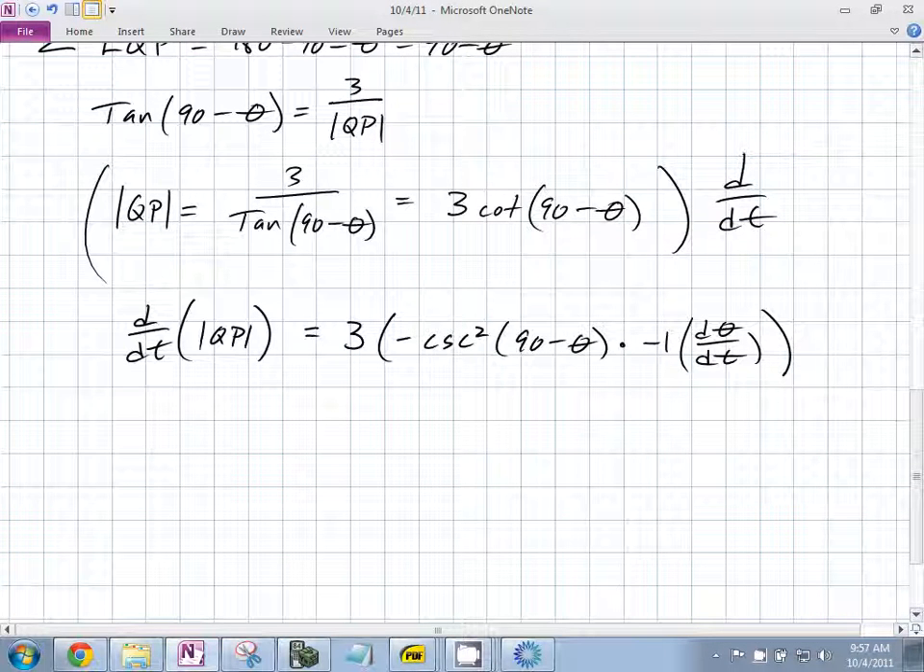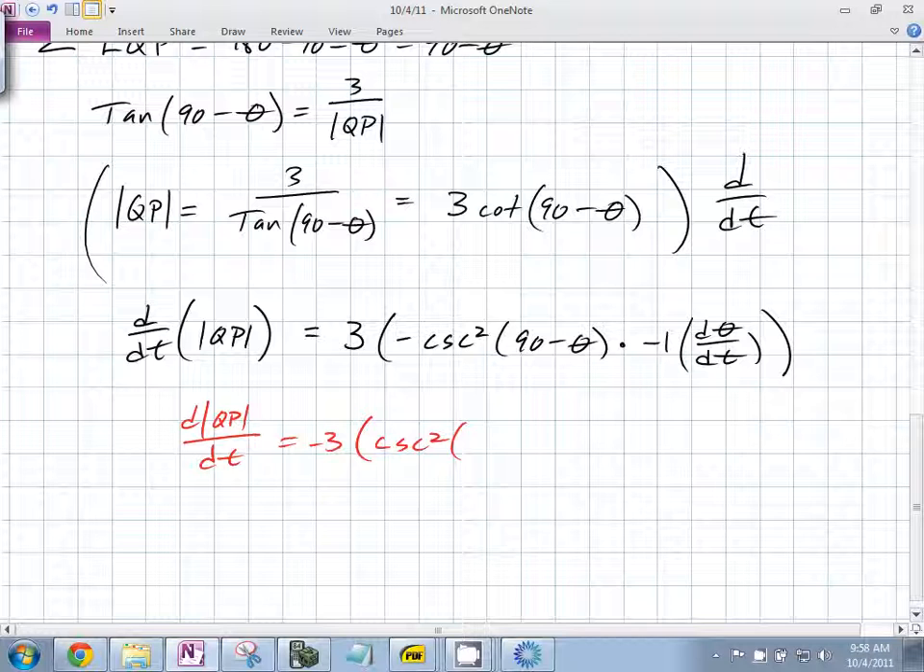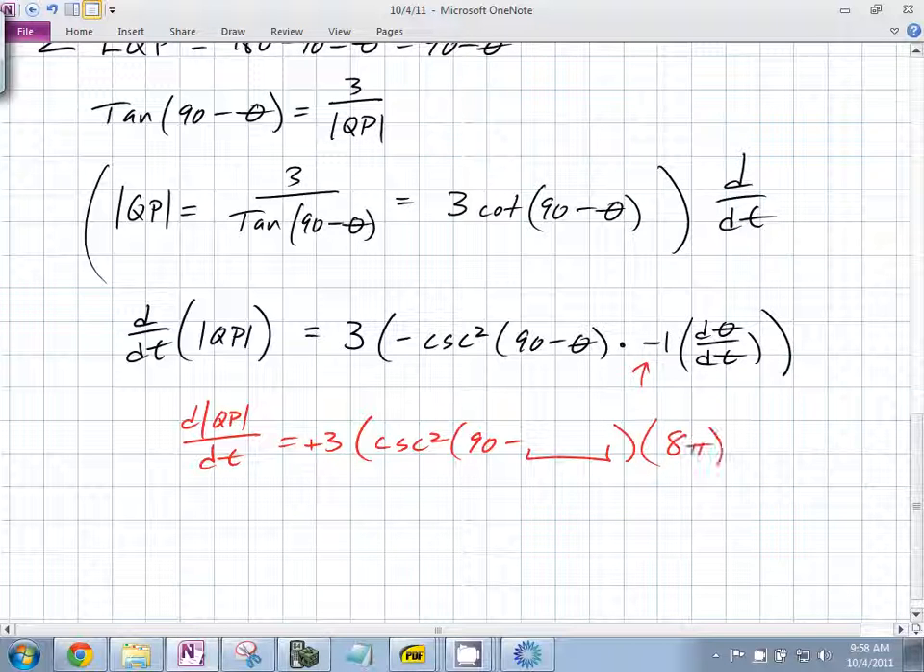Now, we don't have to isolate anything. We can now fill in the blanks for the state we're describing. So dQP/dt, which is what we want, equals 3 times negative 3 cosecant squared of 90 minus theta, where we want the theta value at that specific instant, times dθ/dt. It's negative right here, so this becomes positive. What is dθ/dt? 8π.